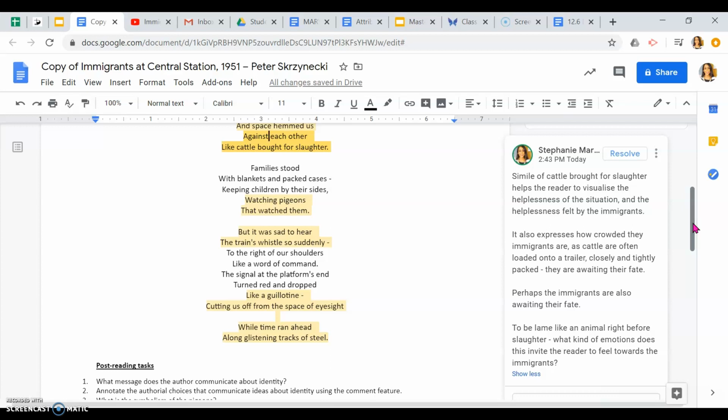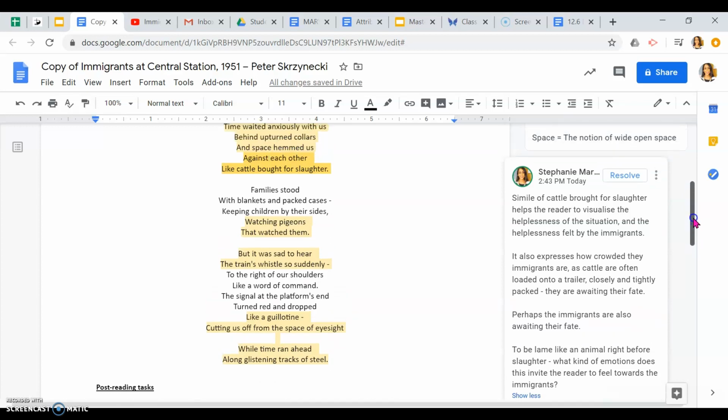And they are there on this journey to the slaughterhouse, just awaiting their fate. So perhaps the idea of this is that the immigrants are also awaiting their fate here, like cattle brought for slaughter. If you think of animals right before that moment where they are slaughtered, it's quite a graphic and confronting image for us to think about, but to be led like an animal right before slaughter, what kind of emotions does that invite the reader to feel?